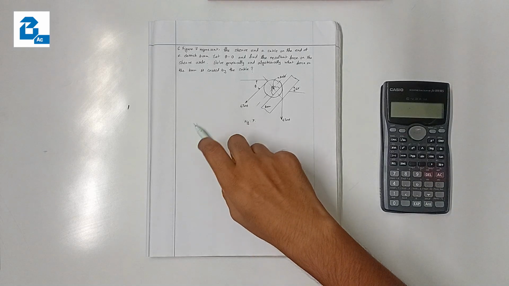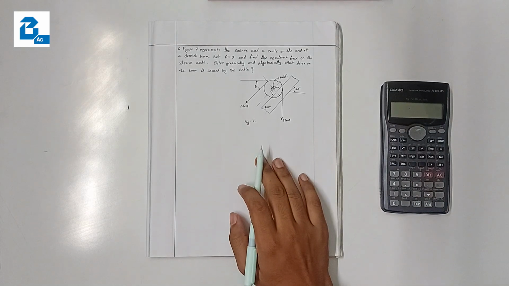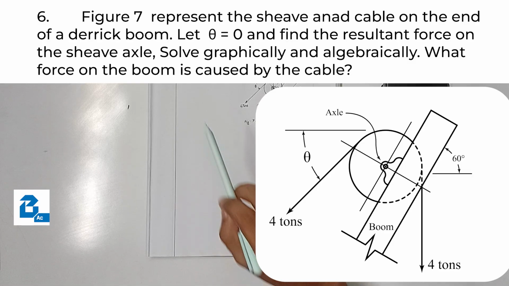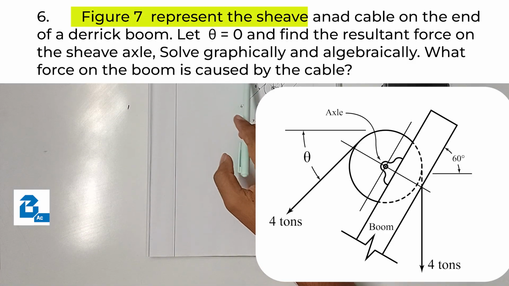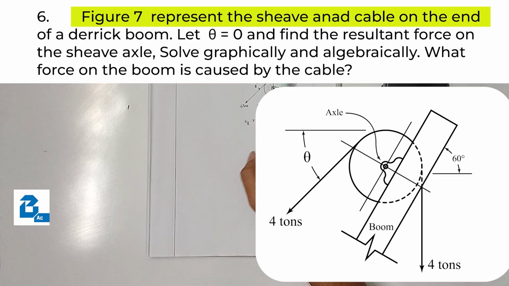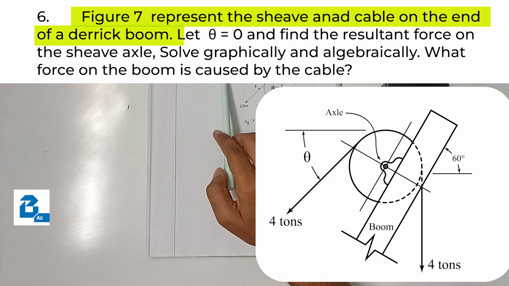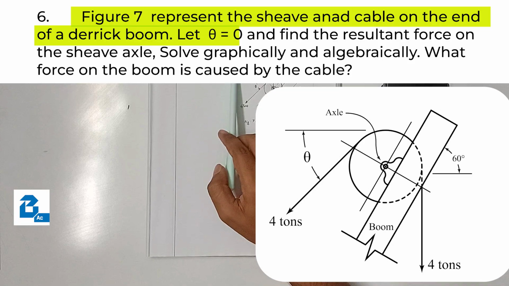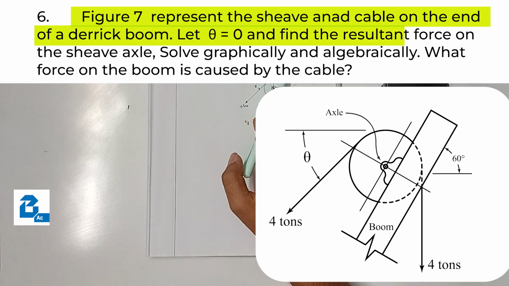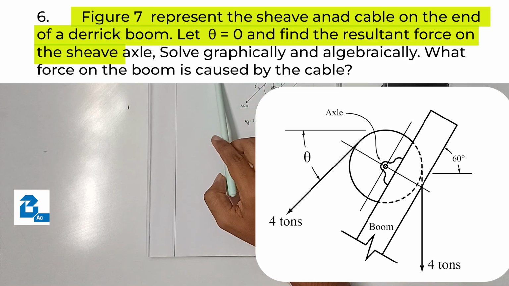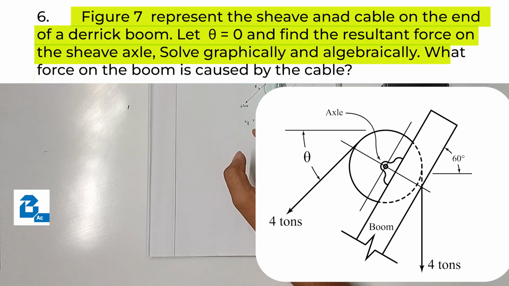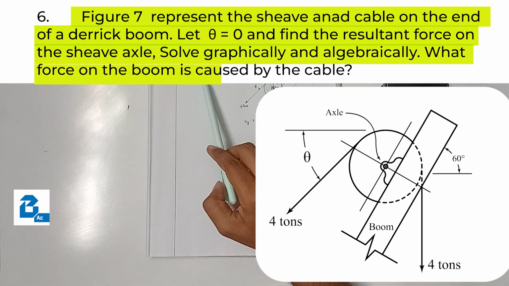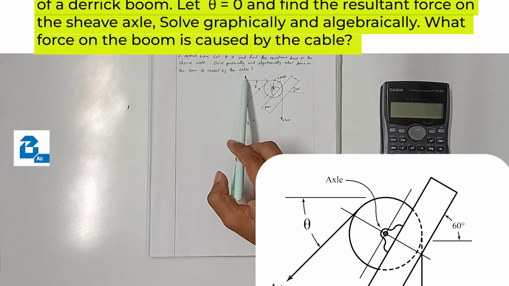Hello everyone. Today we will solve a resultant problem. Here the problem states figure 7 represents the sheave and a cable on the end of a derrick boom. Let theta equals 0 and find the resultant force on the sheave axle. Solve graphically and algebraically. What force on the boom is caused by the cable?